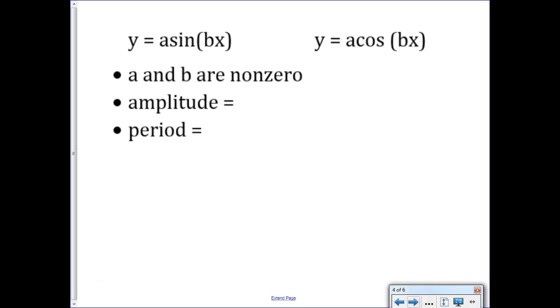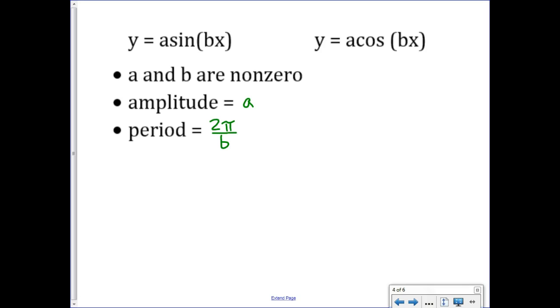And then we can change these just like we've been doing all year long. So we can put some a value out front of the sine or the cosine, and then some b value in front of that theta value or x. So when a and b are not 0, the amplitude is just a. So whatever number is in front of sine or cosine is going to be the amplitude, how high or low off the graph that we go. And then the period is 2 pi over that b value, so the number inside the x there.